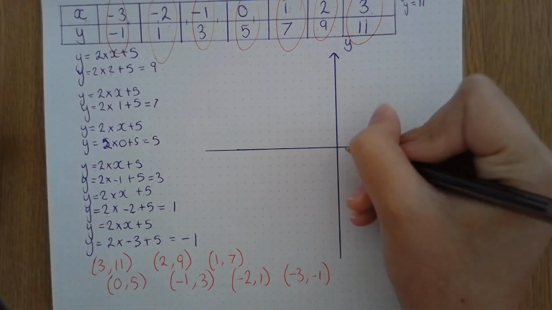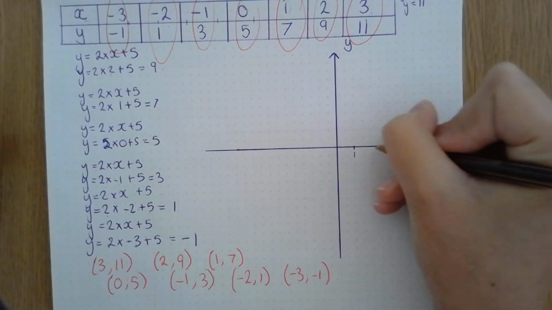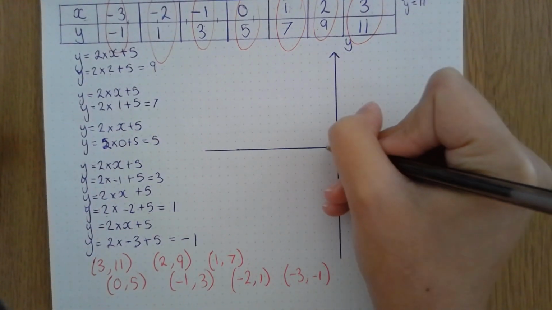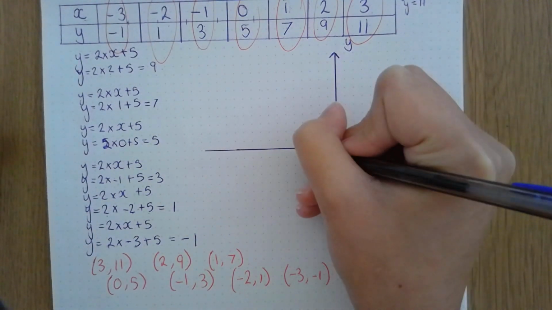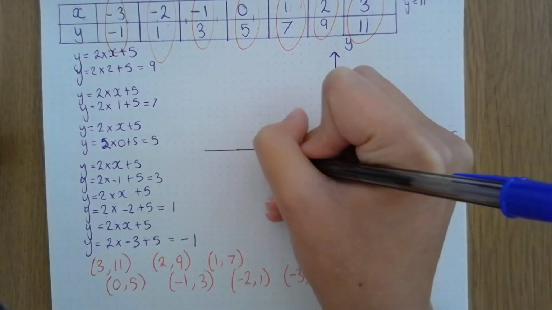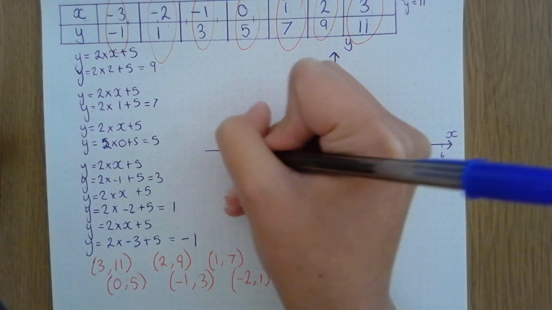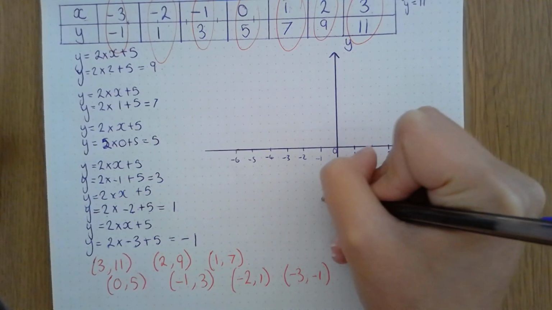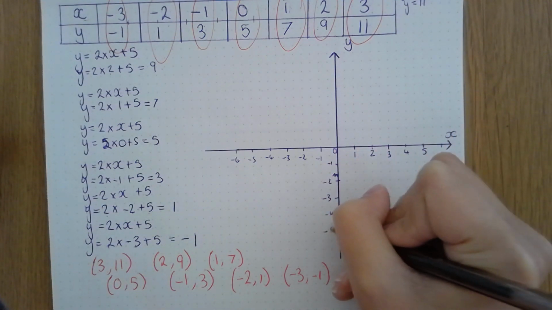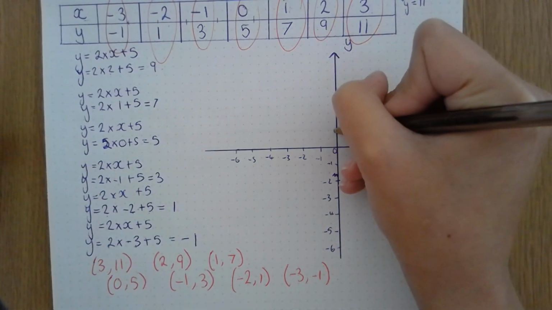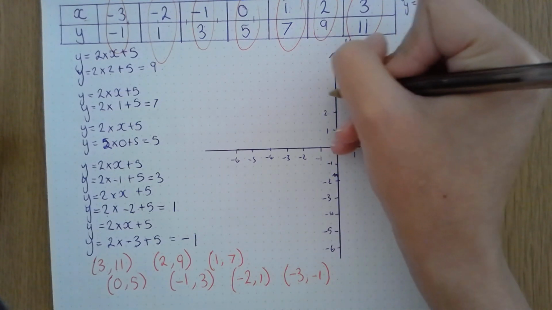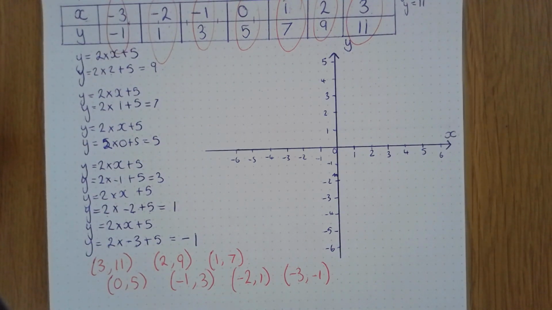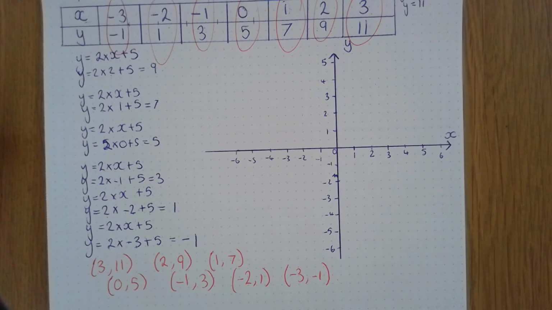So I'm going to label my grid. I've got 1, 2, 3, 4, 5, 6. And that means over here that's 0, so -1, -2, -3, -4, -5, -6, and then down here is -1, -2, -3, -4, -5, -6. It should be easier for you because you should have maybe squared paper. Okay. So now we need to plot these coordinates down here on our grid.